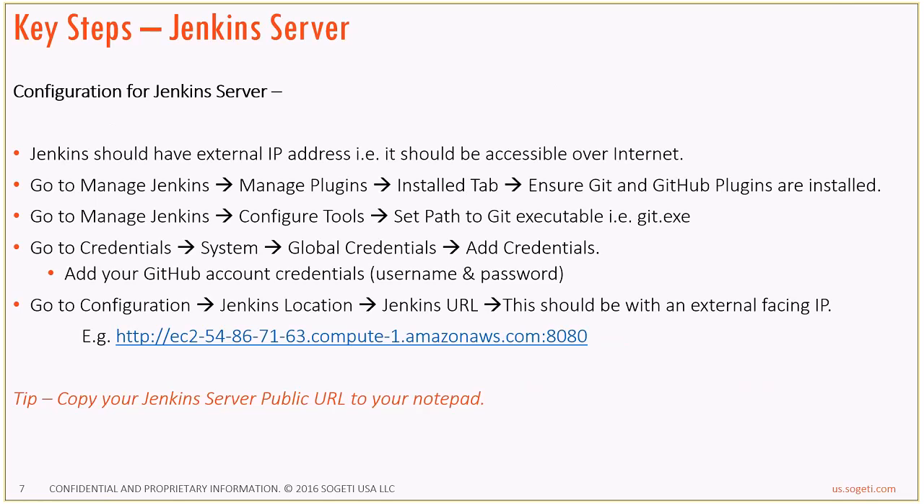And these three steps are divided into three different sections. The first section over here, as you see, is the steps for our Jenkins server. So let's see what configuration changes we need to do on our Jenkins server in order to ensure that this communication happens successfully. The first requirement to ensure that we can actually trigger our Jenkins project whenever there are changes checked in to our GitHub repo is to ensure that our Jenkins is available or has an external IP address. That means it should be accessible over the internet. So that is the first requirement.